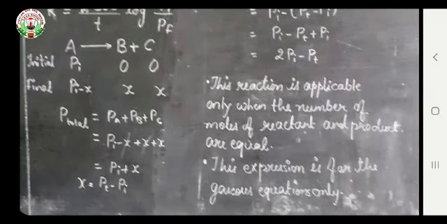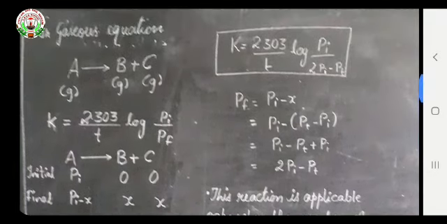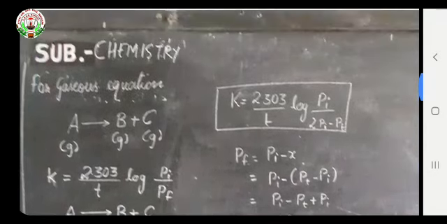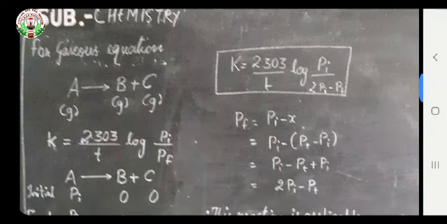Now we have to put this value of X into the integrated rate law equation for first order, that is K is equal to 2.303 upon T log of PI upon PF. But here PF is what? If we have taken PF as PI minus PX, P final, that is, we know that at final some amount of X gets converted into the product, that's why PF is also written as PI minus X.